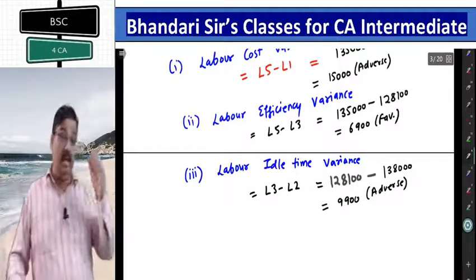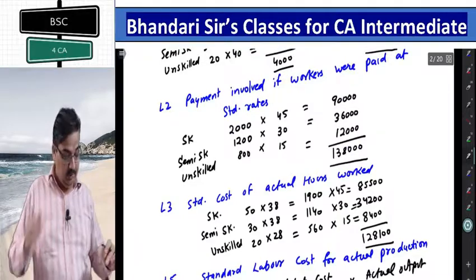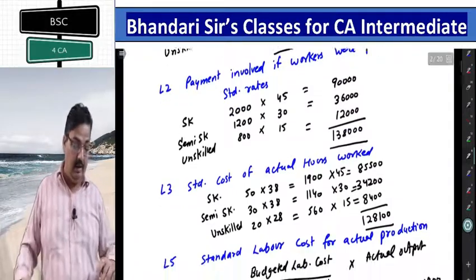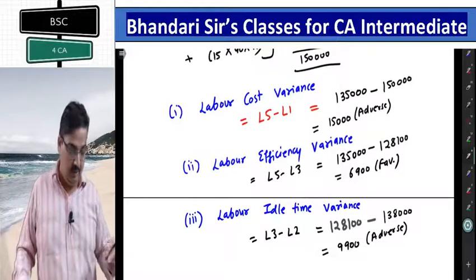Idle time variance can never be positive. L3 minus L2 can never be positive. 1,28,100 minus 1,38,000. This is 9,900 adverse.